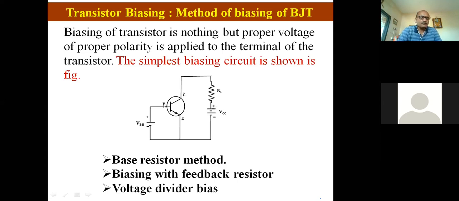Therefore, here we have to say that the emitter region is N region, the base region is P region. Therefore, we can apply positive voltage to the P region and negative voltage to the emitter region. Then this emitter junction becomes forward biased.